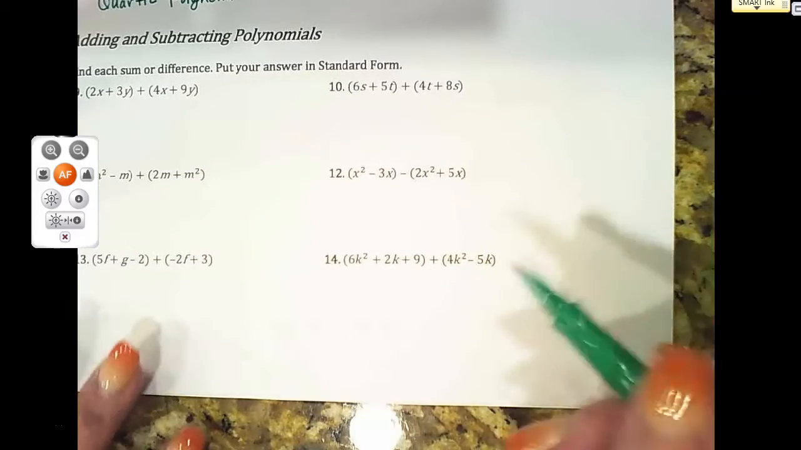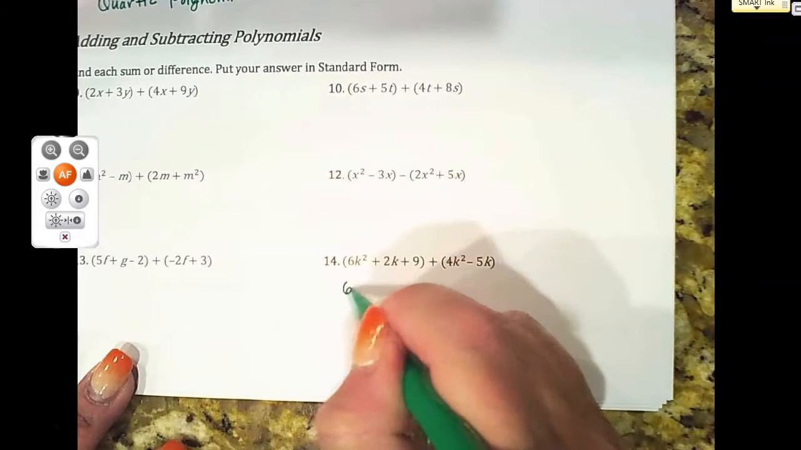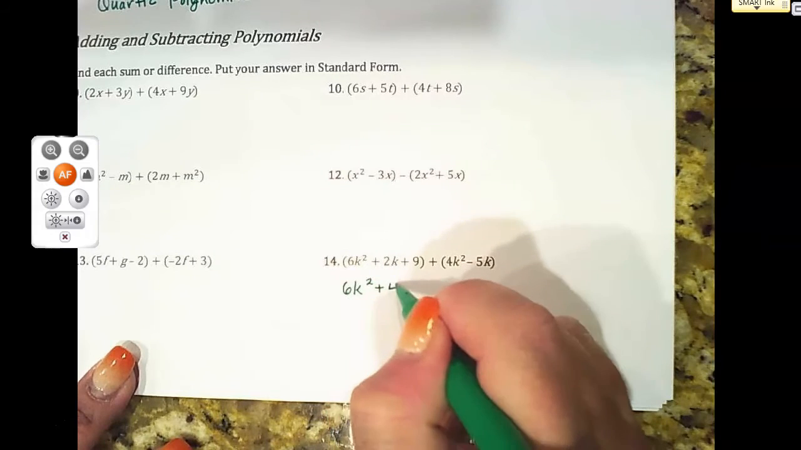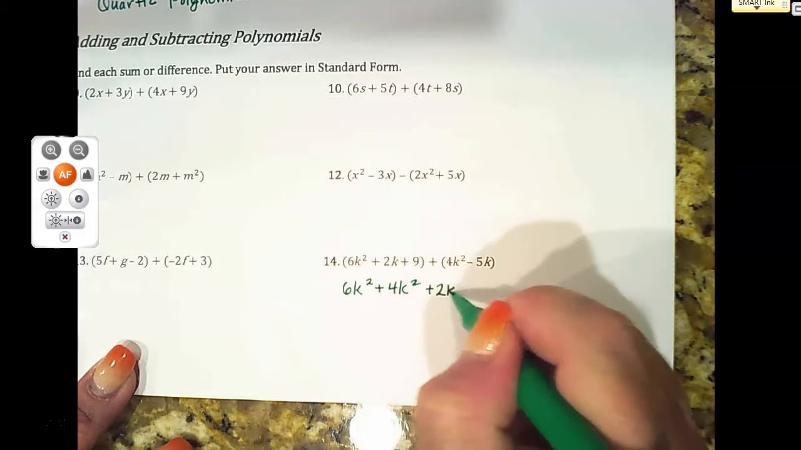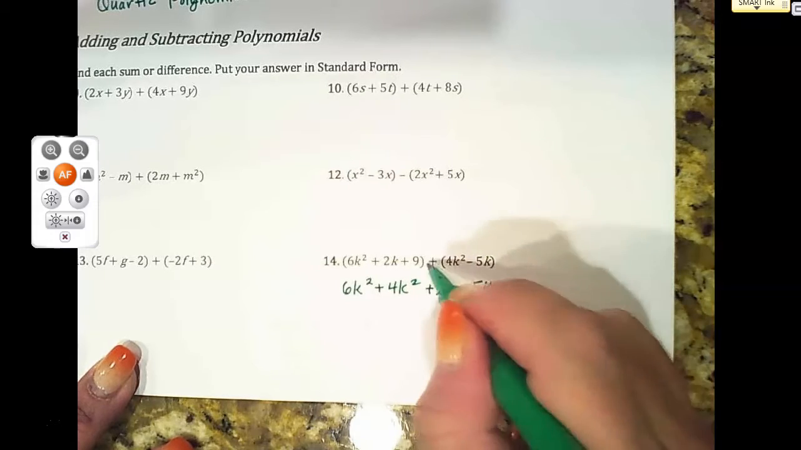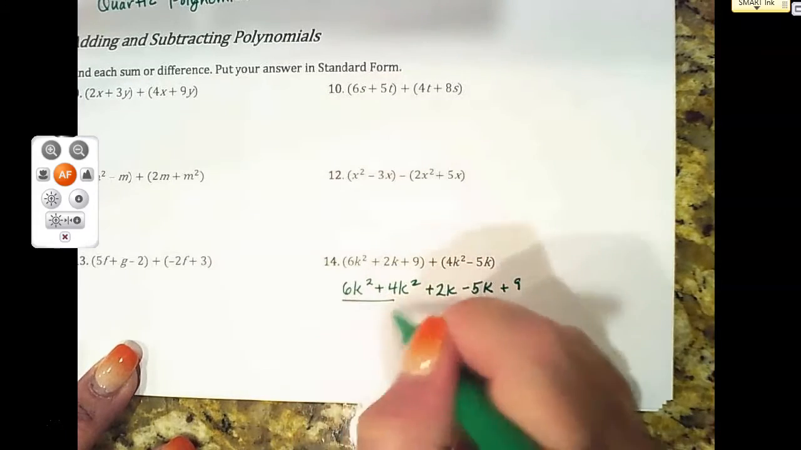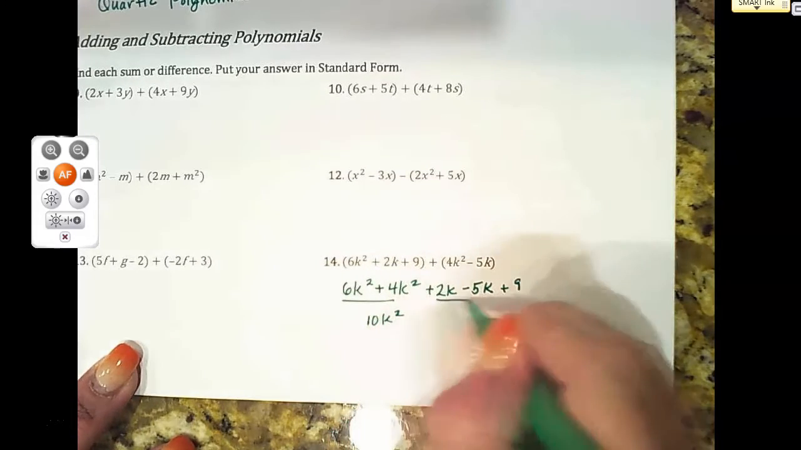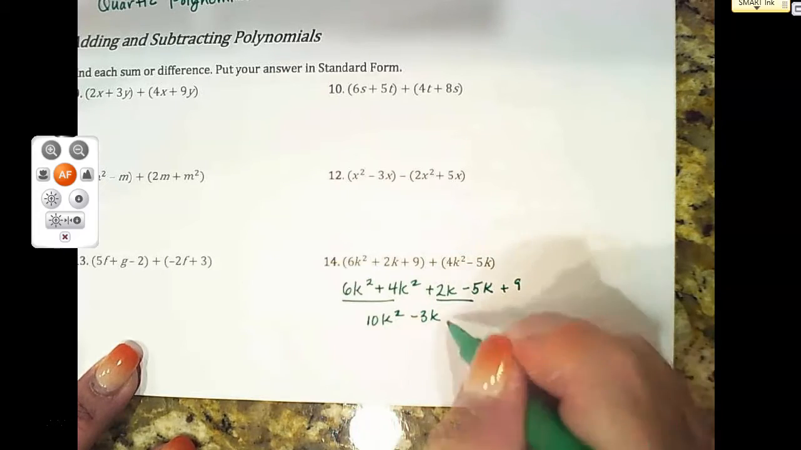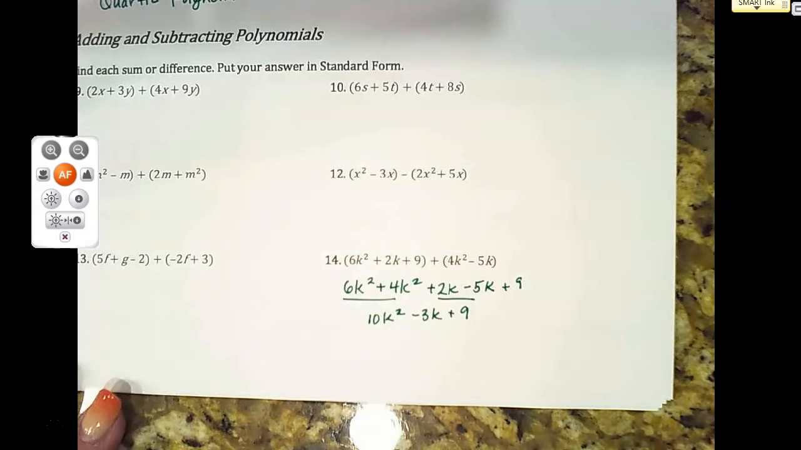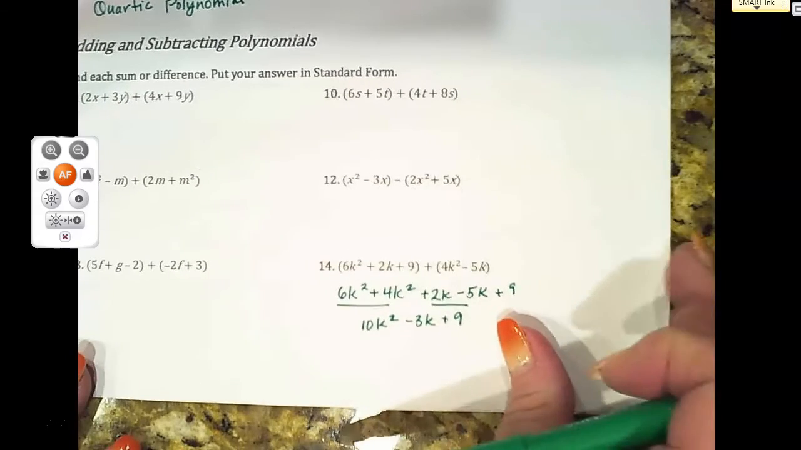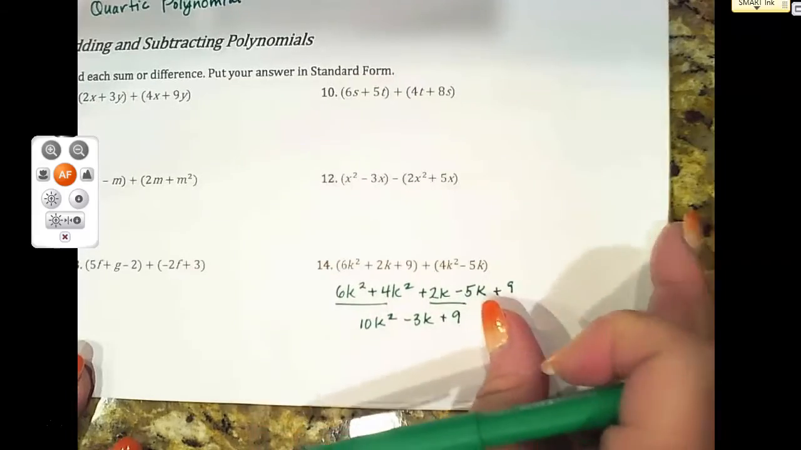And we're going to place our like terms together. 6k squared plus 4k squared. And then I've got a 2k and a minus 5k and a 9. So these guys can combine. These guys can combine, and there's nothing to combine with the 9. When I'm adding, I can just rearrange the order and combine like terms. When I'm subtracting, and let's see, I have a subtraction here, but let me see if I can find a bigger one. Nope, that's it.